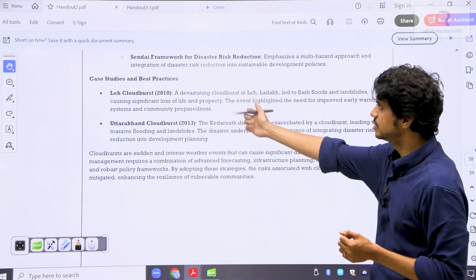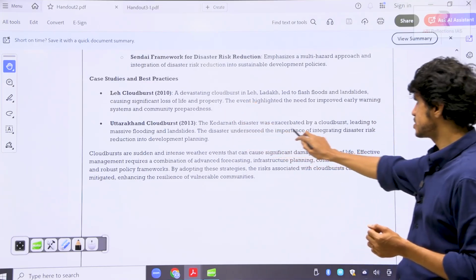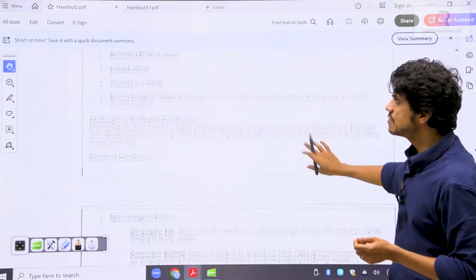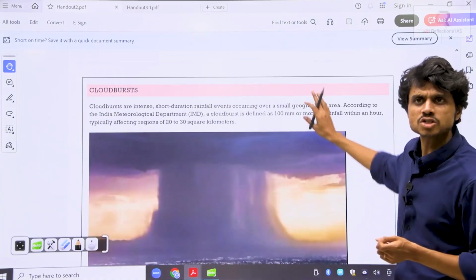See, Uttarakhand cloudburst, the Kedarnath disaster was exacerbated by the cloudburst, leading to massive flooding and landslides. So, are we clear about the cloudburst, thunderstorm and the cloudburst? Are we clear?